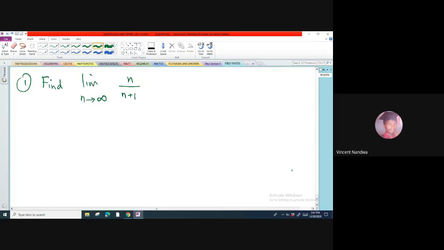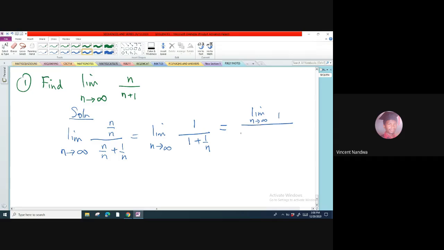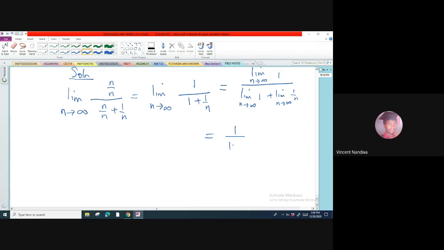As we saw in calculus, if you are getting limits as n approaches infinity, what you do is simply divide both the numerator and denominator by the highest power of the variable in the denominator. So the solution for this one would be the limit as n approaches infinity of n over n plus 1 over n, which will be given by the limit as n approaches infinity of 1 over 1 plus 1 over n, which is the same as using laws of limits: the limit of 1 over the limit of 1 plus the limit of 1 over n. Clearly, this will give us 1 over 1 plus 0, just 1.